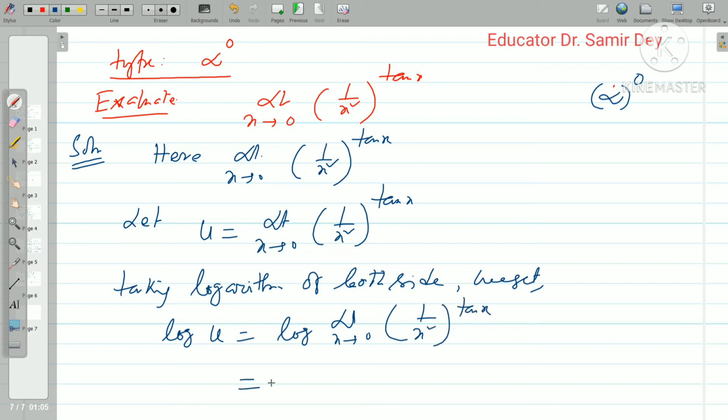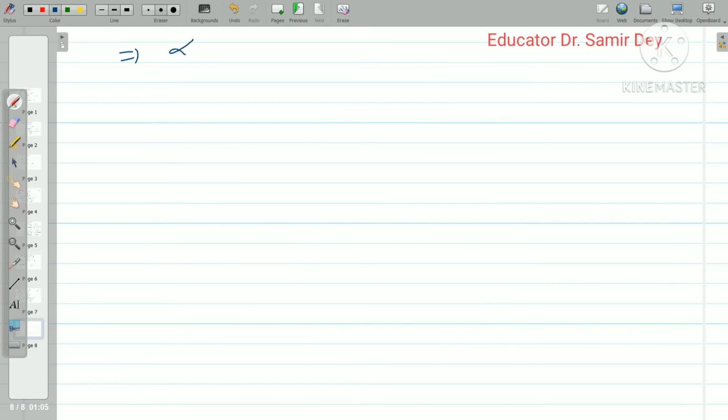So here you may write limit x tends to 0. This line is very important. So log of 1 by x square to the power tan x. Basically all three types are similar, calculation wise the same. Okay, so next line you may write log u is equals to limit x tends to 0, tan x log of 1 by x square. Clear?